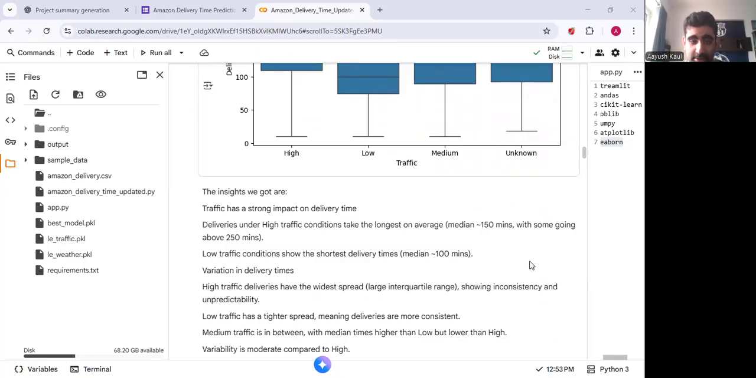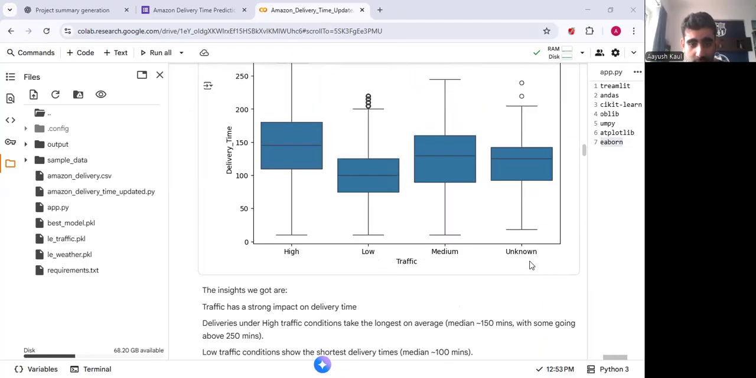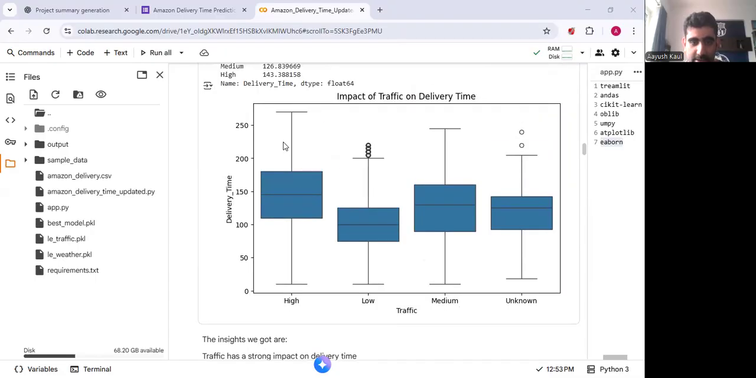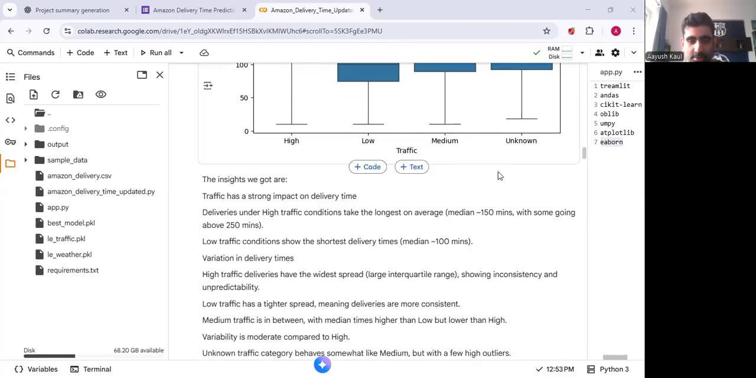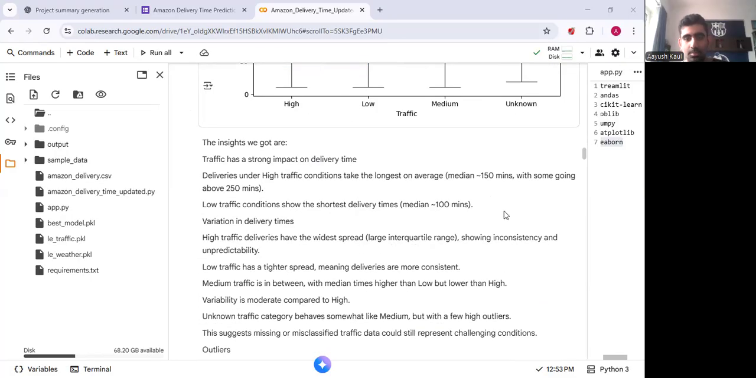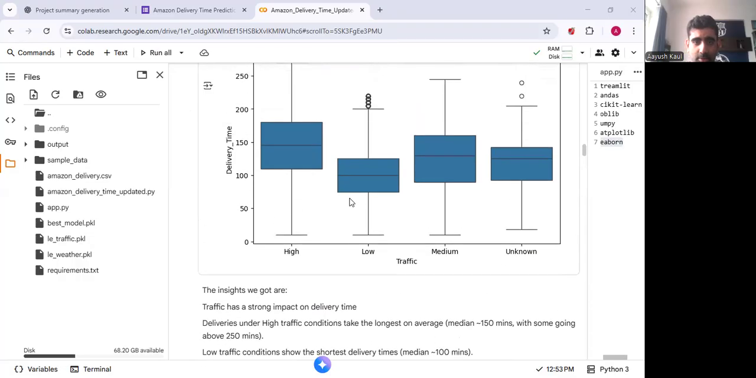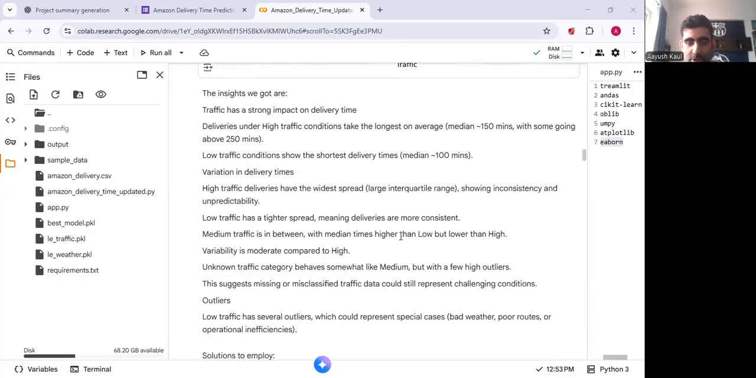Median is around 150 minutes, which is visible here. High traffic has a higher delivery time, which is obvious. But there is also a wider spread in that high traffic column. That's why the box here is bigger, which shows inconsistency and unpredictability.